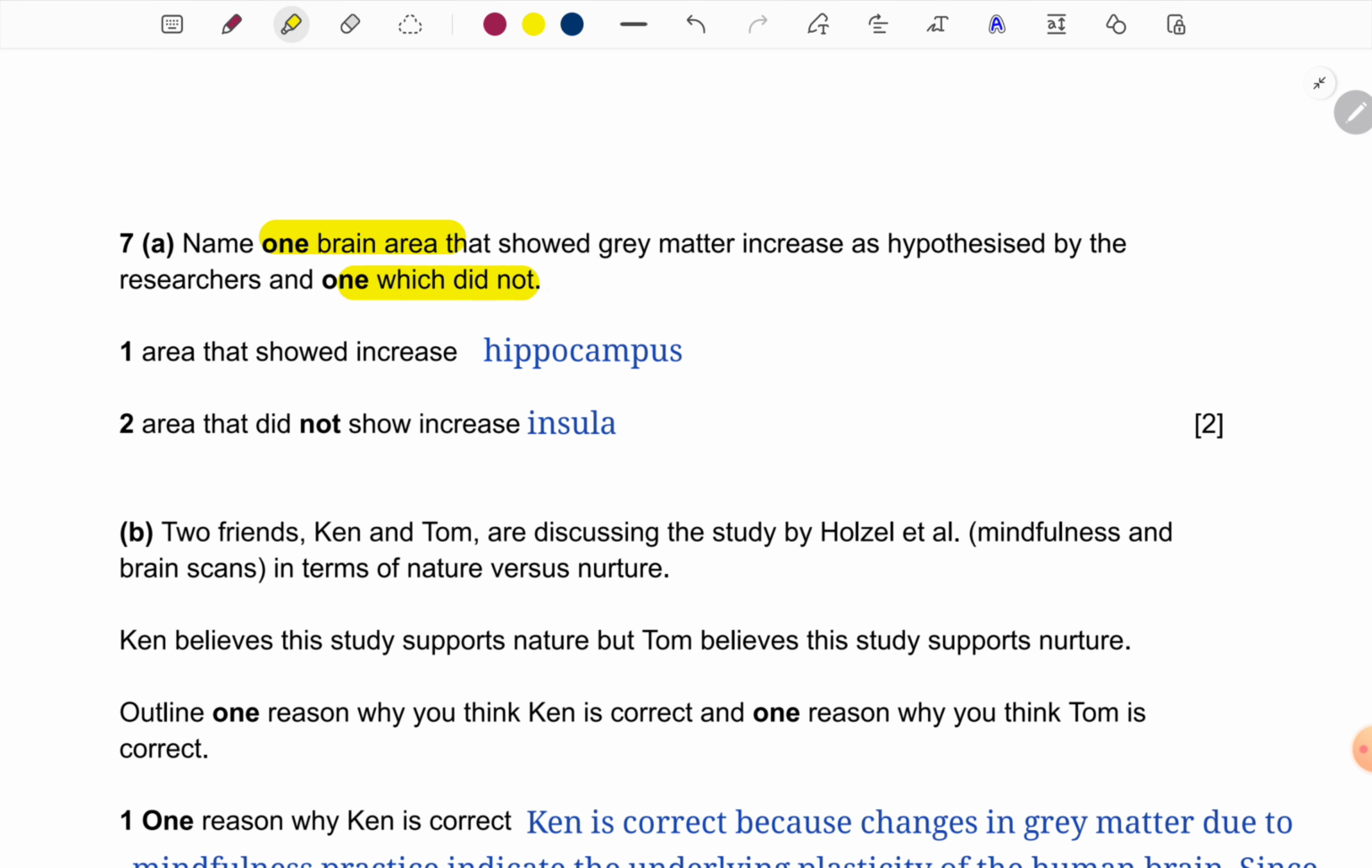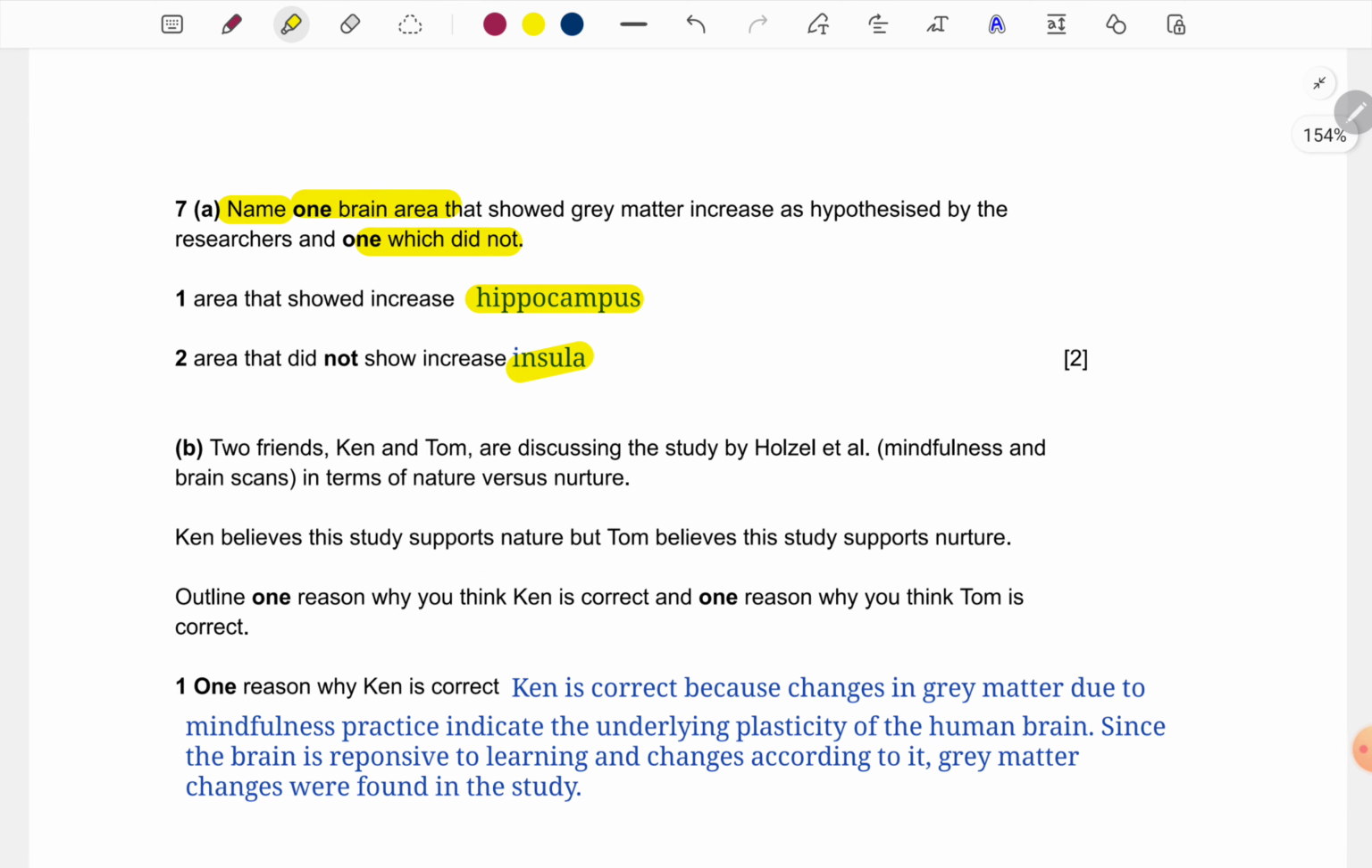The area that did show increase was hippocampus. Here they've just asked name, so we just have to write that. And the one which did not show was insula. So as simple as that.